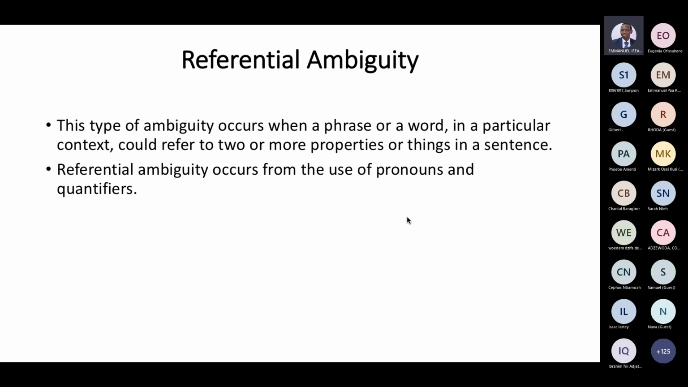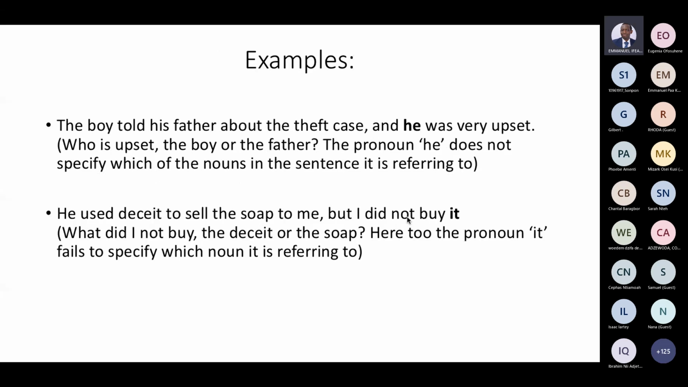So referential ambiguity. Just think about pronouns. Now let's see examples. The boy told his father about the theft case and he was very upset. He was very upset. So the question is, who is upset, the boy or the father? The pronoun he does not specify which of the nouns in the sentence it is referring to. So that's an ambiguous use of pronouns.